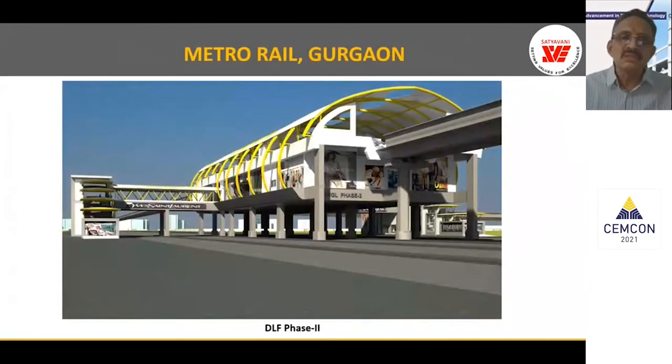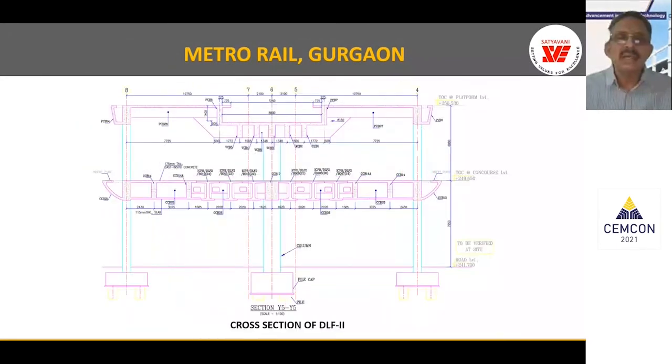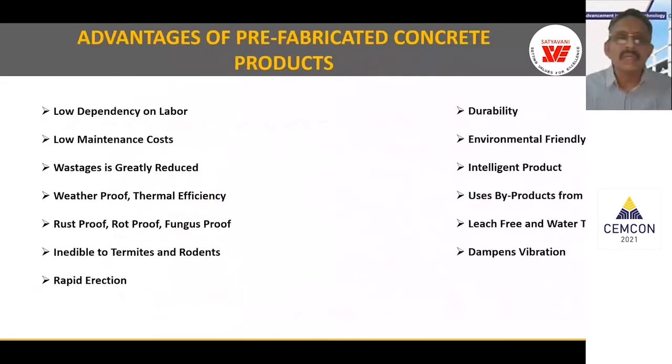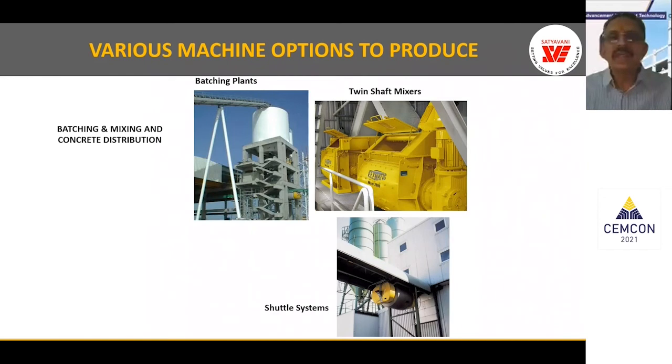And in infrastructure also, we happen to work on a metro project in Gurugram where we used precast I-beams in station buildings and went for very elaborate detailing, and we could deliver the quality. And the school buildings also. And some of the machines and profilers that we use in precast are slip formers, extruders and profilers. And the batching plant, which is common, we all know, only the mix design has to be considered. For example, for hollow core, we need a concrete with a water cement ratio as low as 0.2.